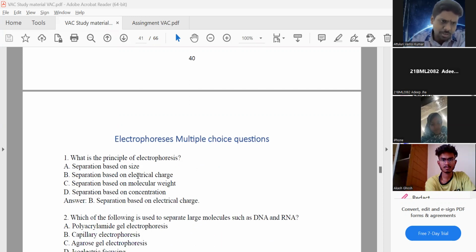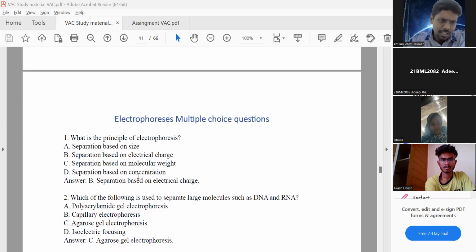Then the second question is: which of the following is used for separating large molecules such as DNA or RNA? Obviously, you cannot separate DNA in polyacrylamide or capillary. You can only separate it in agarose gel electrophoresis. Polyacrylamide is used for protein separation. Capillary electrophoresis is an entirely different story. Chromatography, and isoelectric focusing are the other options.